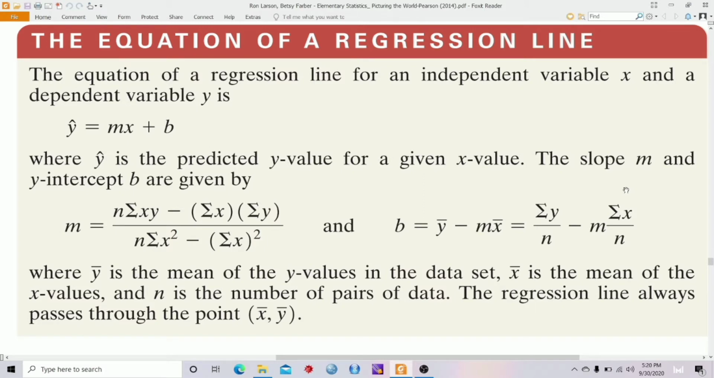So here's the equation of the regression line. The equation of a regression line for an independent variable x and a dependent variable y is expressed by this equation, where y hat is the predicted y value for a given x value. The slope m and y-intercept b are given by these equations, where y bar is the mean of the y values in the dataset, x bar is the mean of the x values, and n is the number of pairs of data. The regression line always passes through the point x bar, y bar.